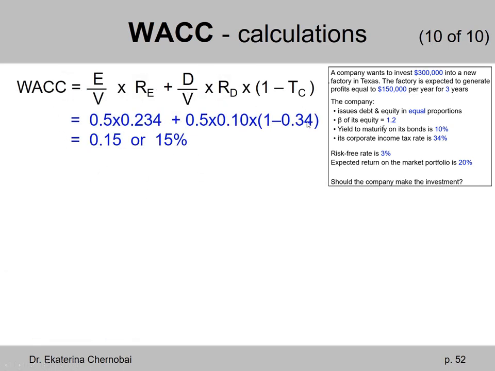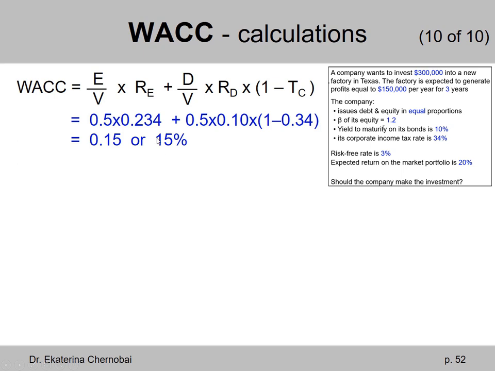Okay, let's put all the numbers together. The weighted average cost of capital in this problem equals 0.5, the weight of equity, multiplied by 0.234, the cost of equity, plus the weight of debt, 0.5, times the pre-tax cost of debt, 0.10, times 1 minus the corporate income tax rate, 0.34. This gives us 0.15 in decimals or 15%.